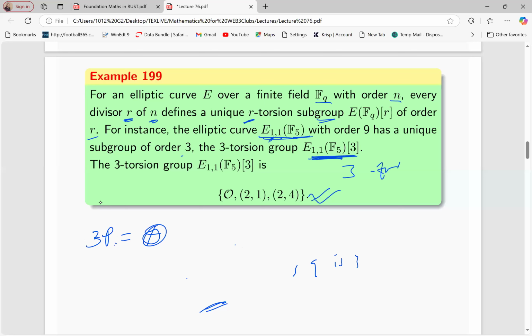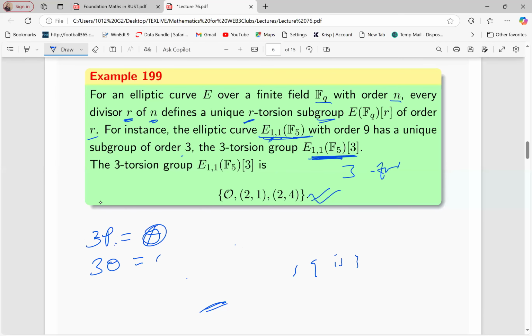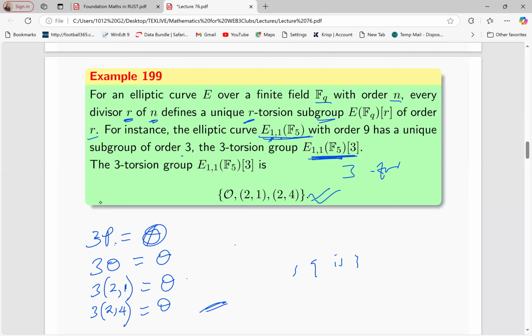So for instance, 3 times the identity will just be the identity. What about 3 times (2, 1)? Again, I found it will give us the identity. What about 3 times (2, 4)? It gives us the identity. But 3 times the other elements, you do not get the identity.